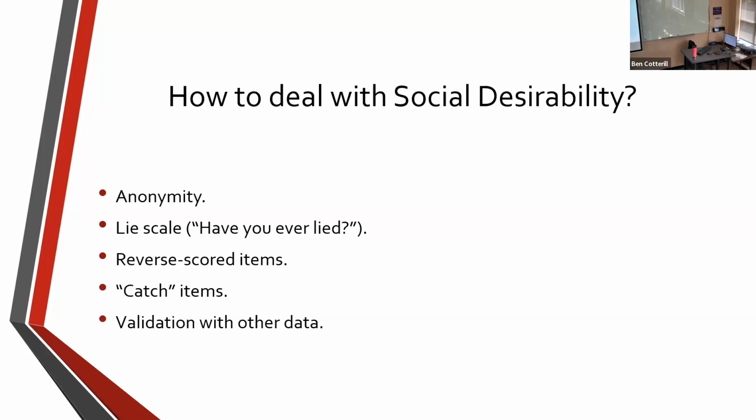Reverse scored items are like what I told you before. I am embarrassed, I am not embarrassed. Okay, questions that are the exact same, just in reverse, making sure that the participant has answered consistently.